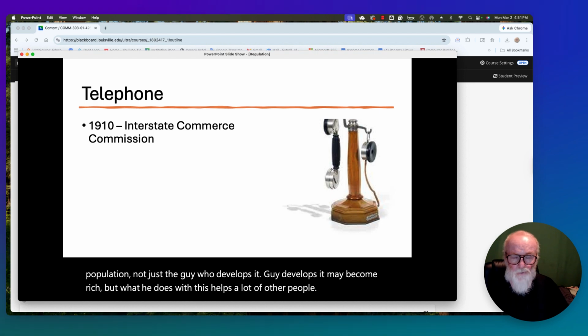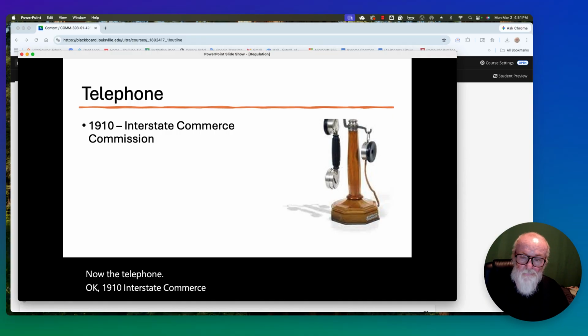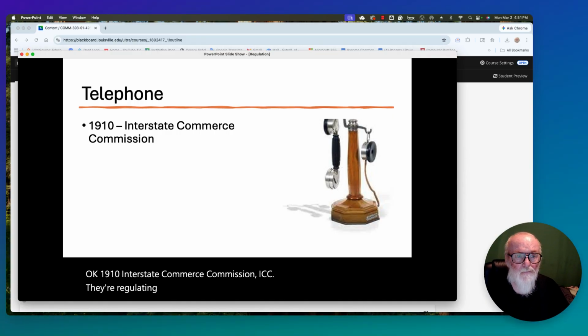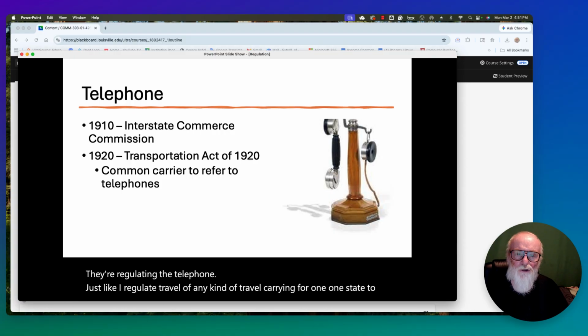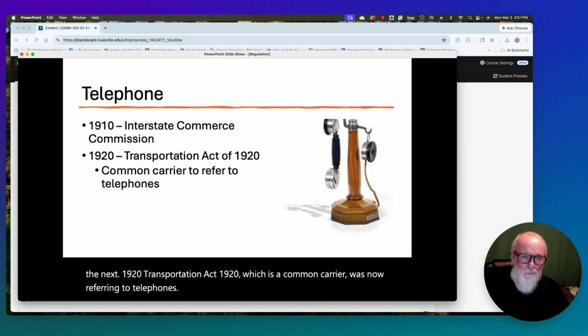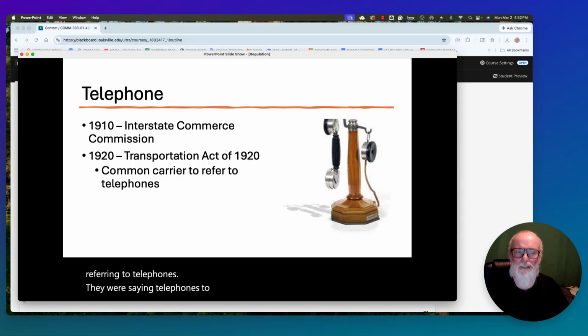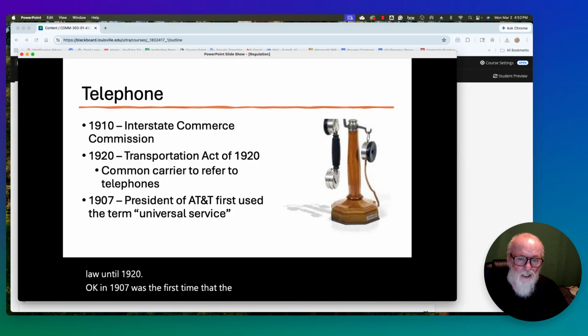Now the telephone, okay, 1910, Interstate Commerce Commission, ICC, they're regulating the telephone. Just like they regulate travel of any kind, carrying from one state to the next. 1920, the Transportation Act of 1920, which is a common carrier, was now referring to telephones. They were saying telephones are common carrier, but they didn't put it into law until 1920. Okay? In 1907 was the first time that the president of AT&T first used the term universal service, and that's going to be an important term later on.